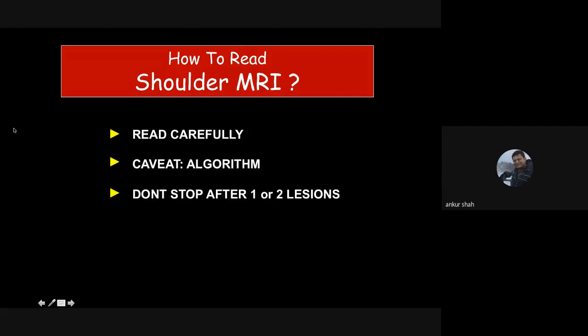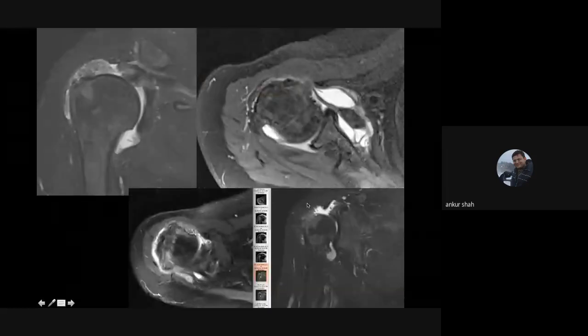So lastly, how to read? Read carefully, keep an algorithm, and don't stop after you find one or two lesions. It doesn't come in isolation, right? Many of the patients have multiple abnormalities together. Like here, there is a full thickness, complete tear of the supraspinatus tendon with retraction. There is fluid collection, that is joint effusion, with some synovial thickening, that is changes of synovitis. If you see the axial, there is also a tear of the subscapularis tendon, which is near full thickness with some retraction and fluid collection. Not just that, if you stop here, you will miss the biceps tendon tear, which is also there.